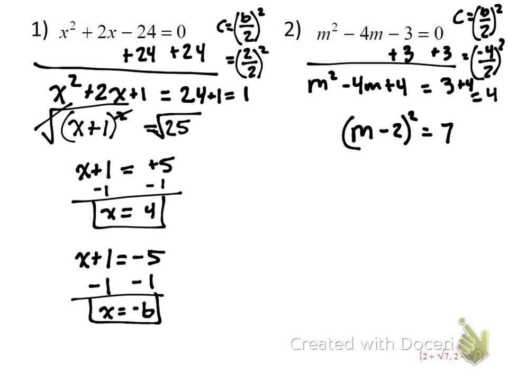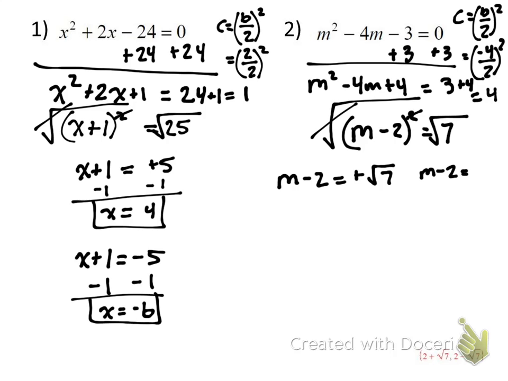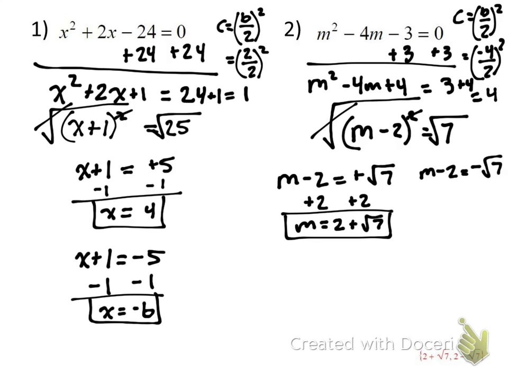Okay, take the square root of both sides. Step 4, square root both sides. So the square root cancels out with the square right here. So we have m minus 2 is equal to, the first answer, positive rad 7. m minus 2 is also equal to negative rad 7. Okay, add 2 to both sides on the first equation. We have m is equal to 2 plus rad 7. And on the second equation, we add 2 to both sides. So m is equal to 2 minus rad 7. These are your two answers.